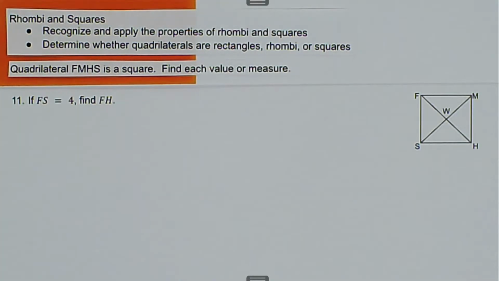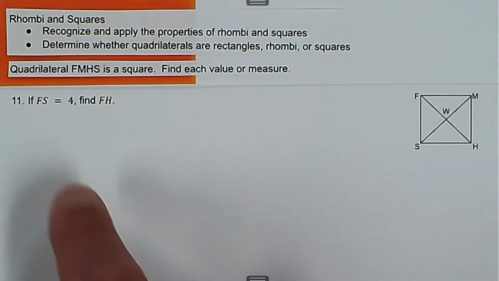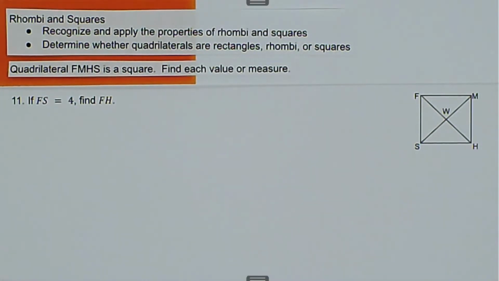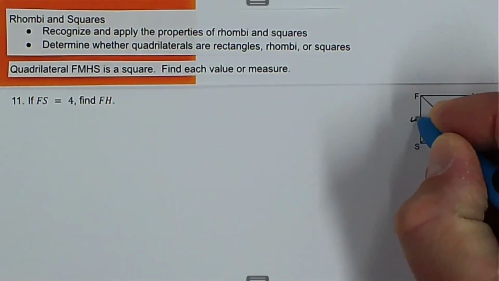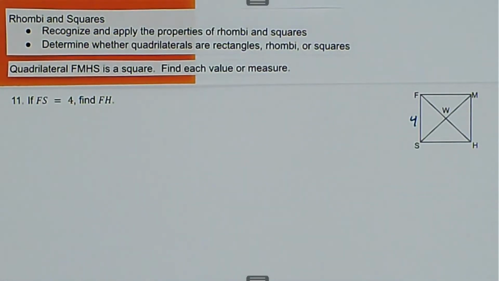We are talking about squares, and we want to recognize and apply the properties of squares. For this example 11, it says quadrilateral FMHS is a square. Find each value or measure. So here we have FS is equal to 4.